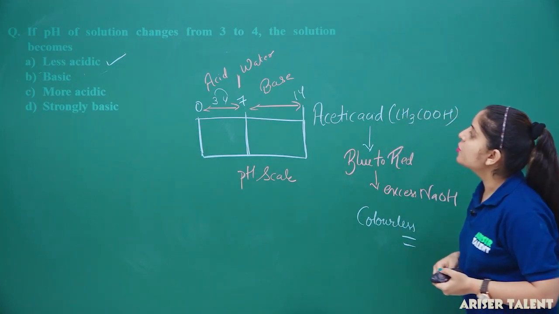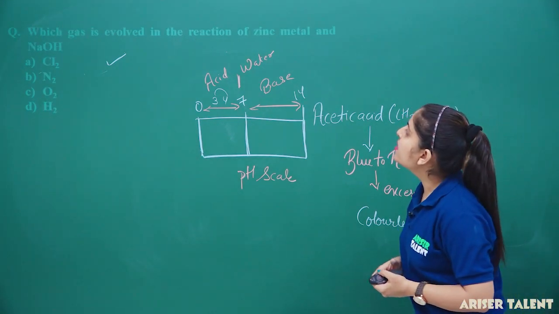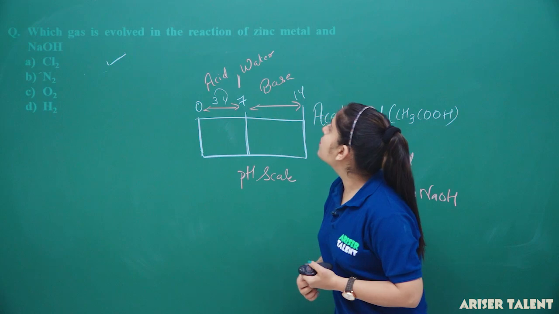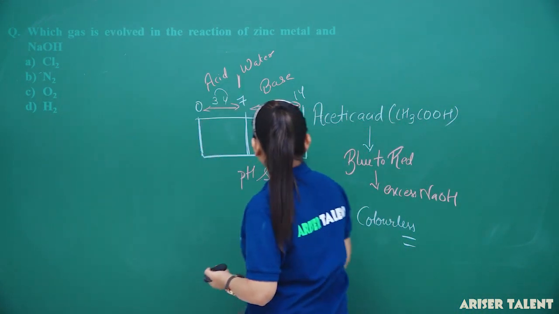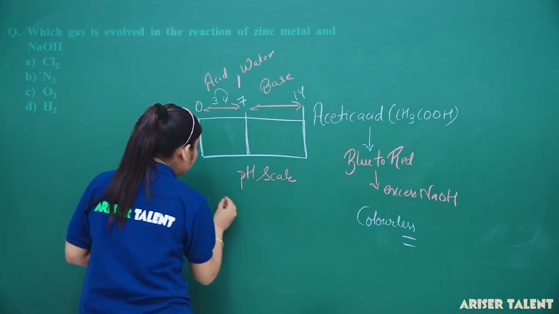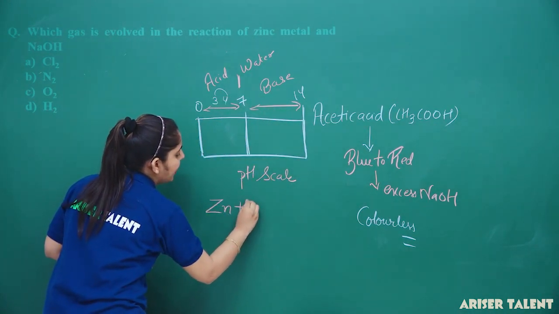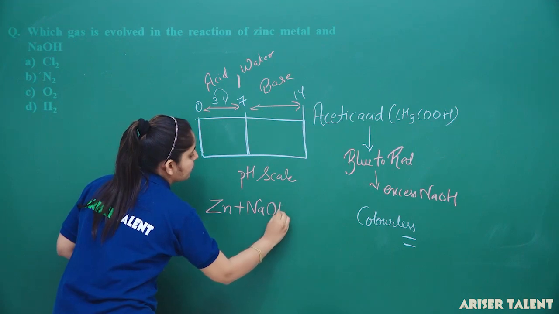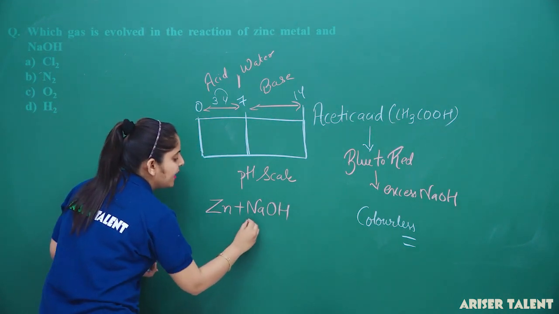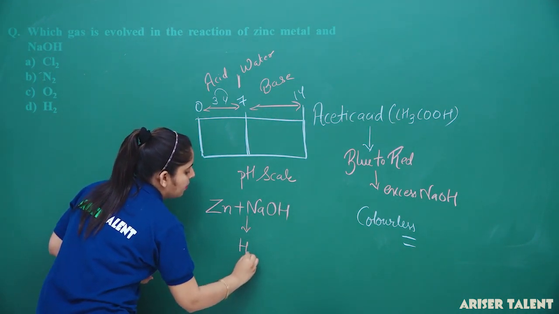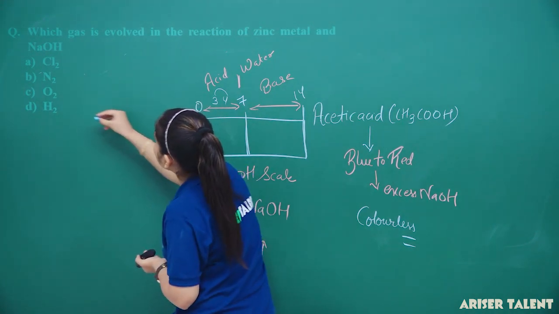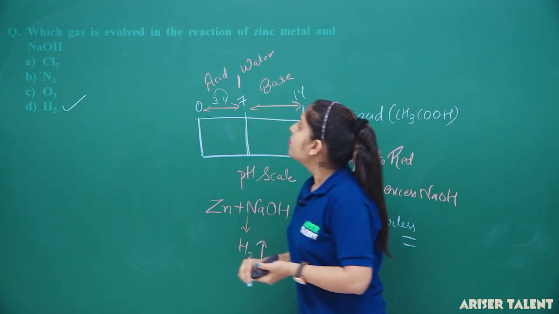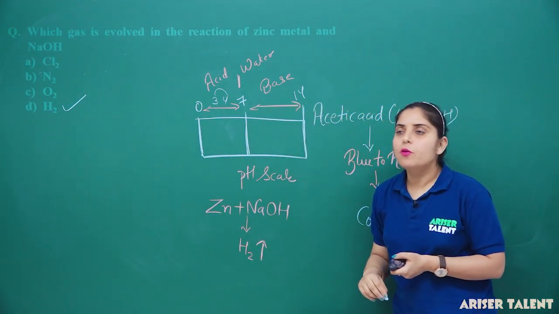Now we are on our next question. Which gas is evolved in the reaction of zinc metal with NaOH? So what happened in this case? Zinc is reacting with NaOH. So if zinc is reacting with NaOH, hydrogen gas will be evolved in this process. So the correct option is H2, because hydrogen gas is going to evolve out.